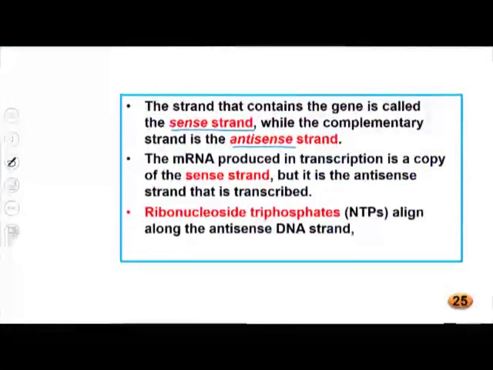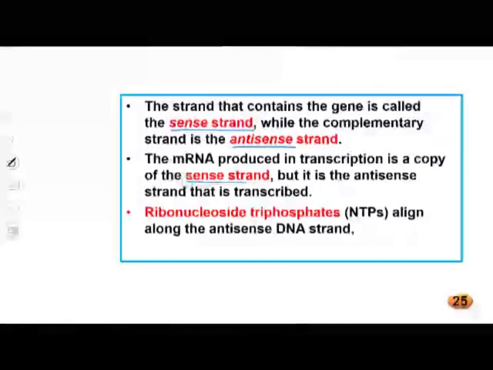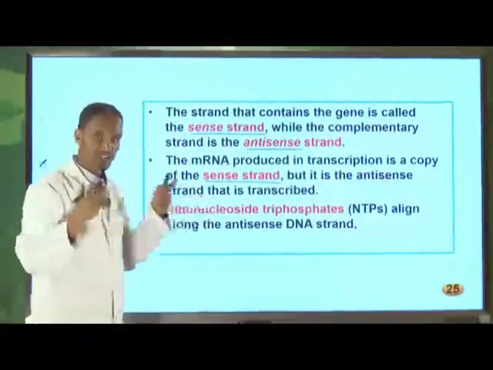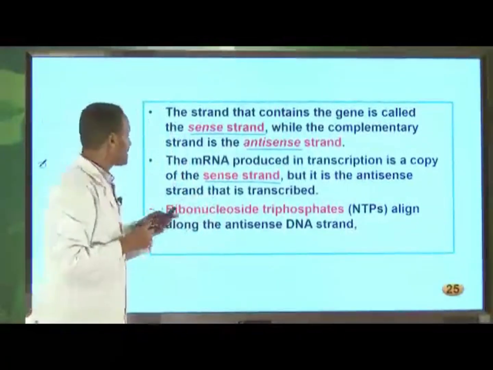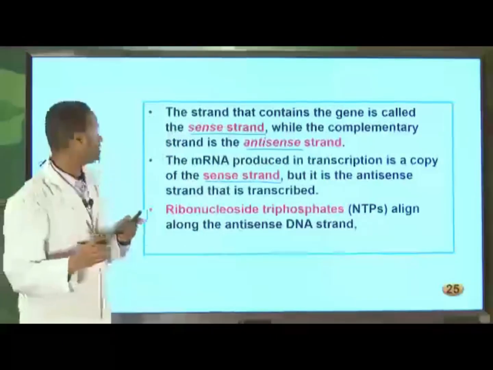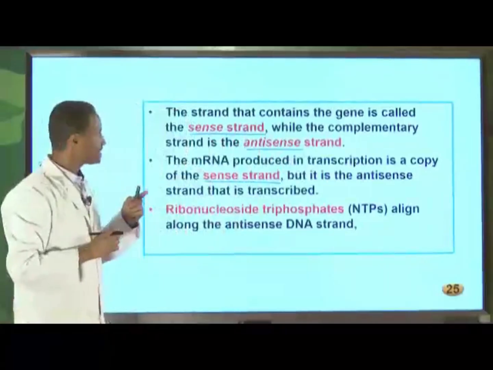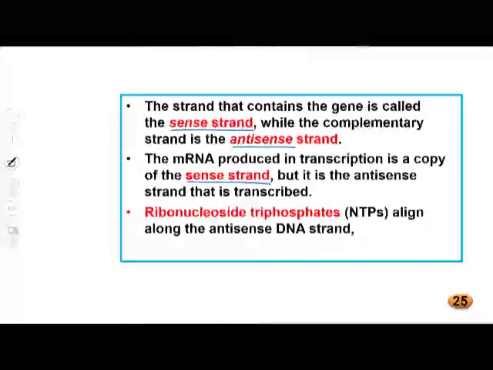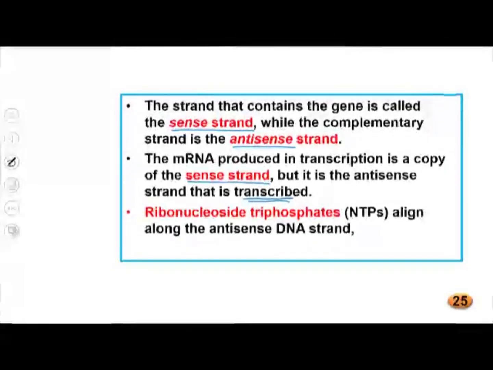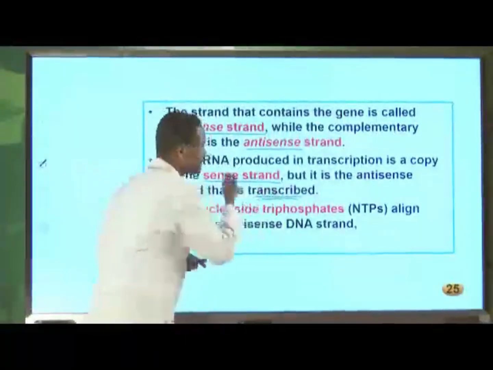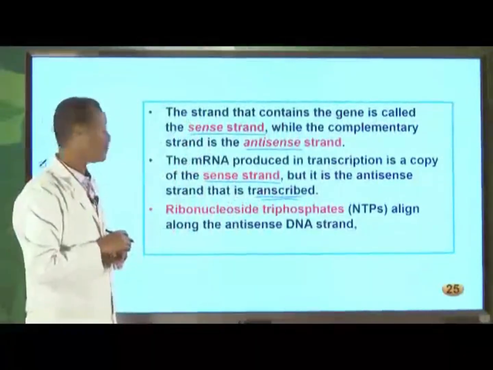The messenger RNA produced in transcription is a copy of the sense strand. Here, our objective is to get messenger RNA, but the messenger RNA which we are going to produce is the exact copy of the sense strand. But it is the antisense strand that is transcribed. Even if the messenger RNA produced is a copy of the sense strand, it is transcribed from the antisense strand. The antisense strand is the copied one.